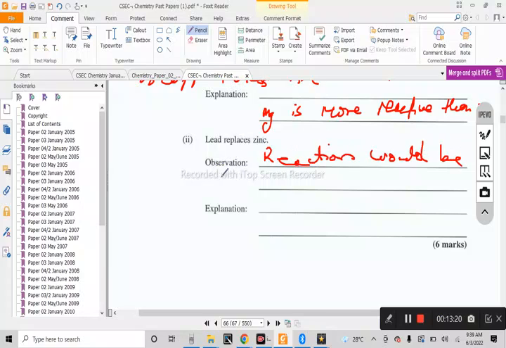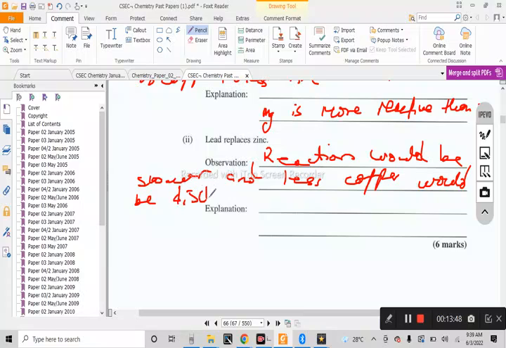Would be slower, not as more, would be slower, and less copper would be produced or discharged in a given time period. Let's put it like that. A given time period.